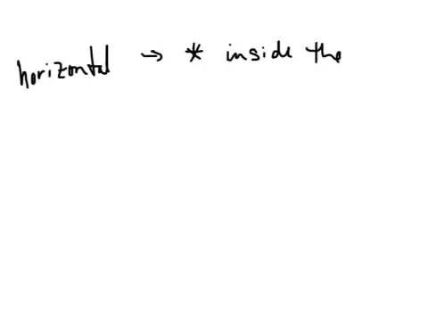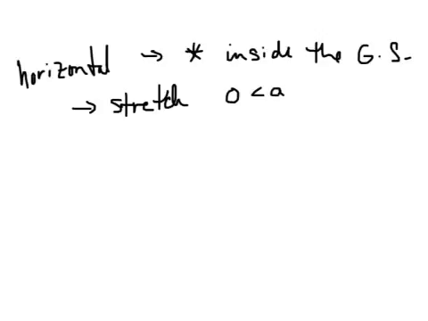Then the horizontal is when you're multiplying inside the grouping symbol. It's going to be a stretch if the number is between 0 and 1, and it's going to be a shrink if the number is greater than 1. So if you noticed, we basically just switched the roles. On the first one, the vertical one, stretch was greater than 1. This time the shrink is greater than 1.